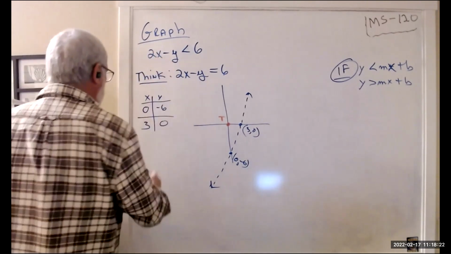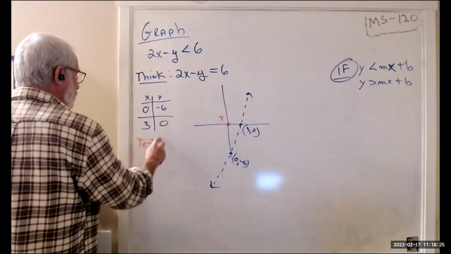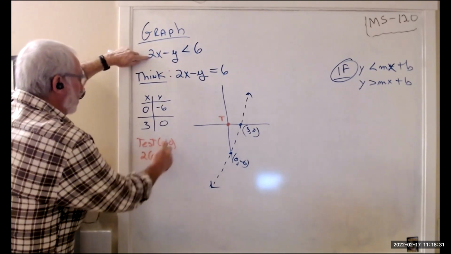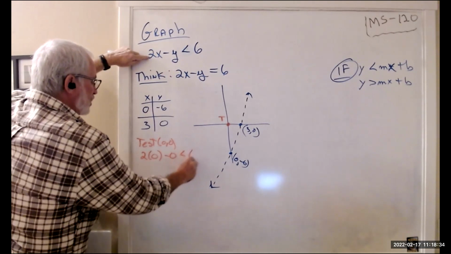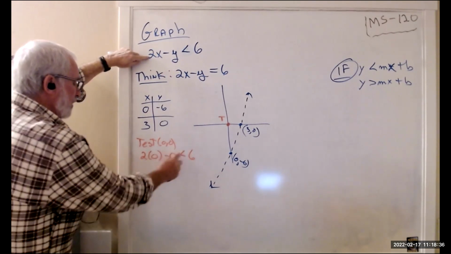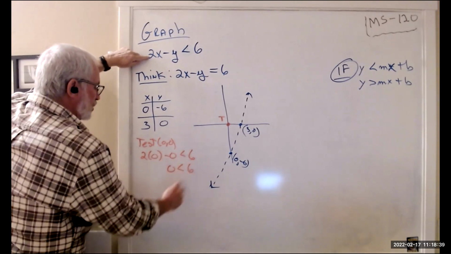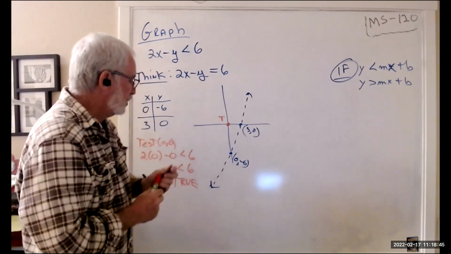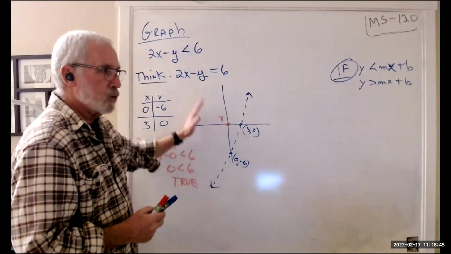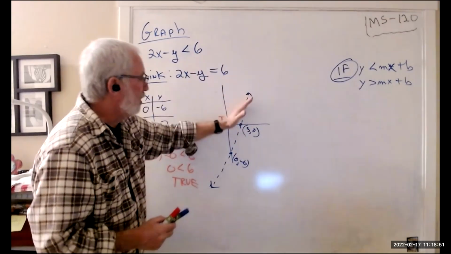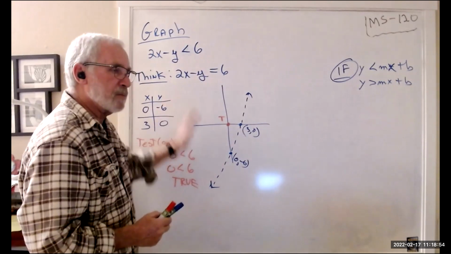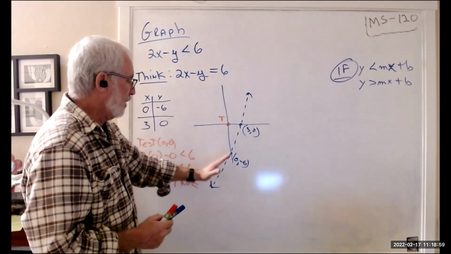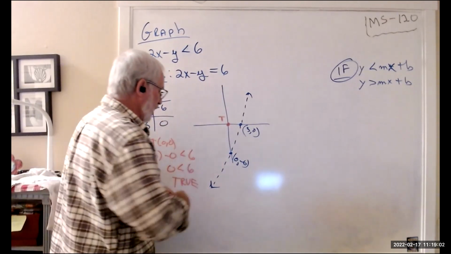So you plug it into the original. I'm going to test 0, 0 by plugging 0, 0 into the original. 2 times 0 minus 0 is less than 6. That makes 0 is less than 6. That's true. Well, what that implies is my test point was true. My test point is above the line, so everything above should be true. That means above is true, so I shade up above.